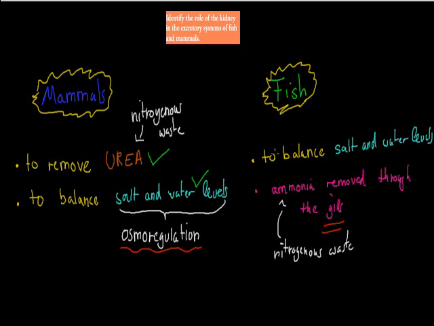Whereas in fish, it is important to balance salt and water levels, but it's not important to remove nitrogenous waste because they can remove nitrogenous waste through their gills. So it's their gills, not their kidneys, that remove nitrogenous waste. So for mammals, it was to remove urea and to balance salt and water levels. For fish, it was only to balance salt and water levels. That was the role of the kidneys.